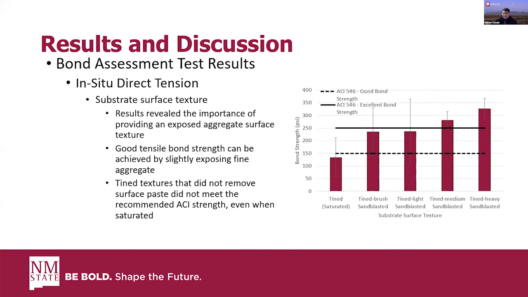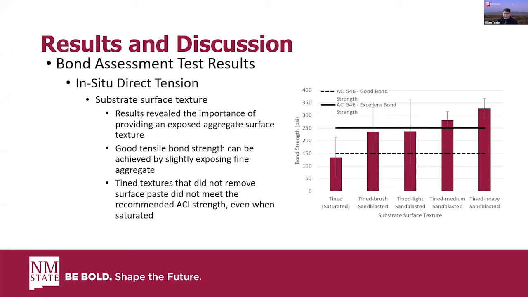Okay, so the next one is the substrate surface texture. We still have the same ACI recommendations, the good bond strength and excellent bond strength. For comparison, we use the tined specimen with saturated conditions, and maintaining saturated conditions until application of the HPC overlay is the ideal case. However, by not removing any of that surface paste from that tined texture, remember it was a smooth surface with the surface paste intact, we did not achieve that adequate bond strength of 150 PSI on average.